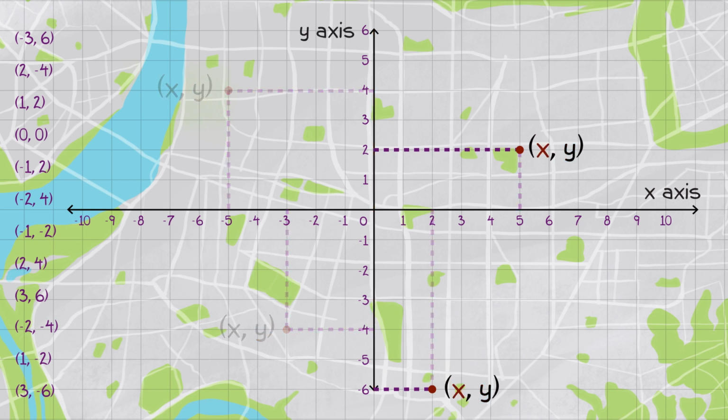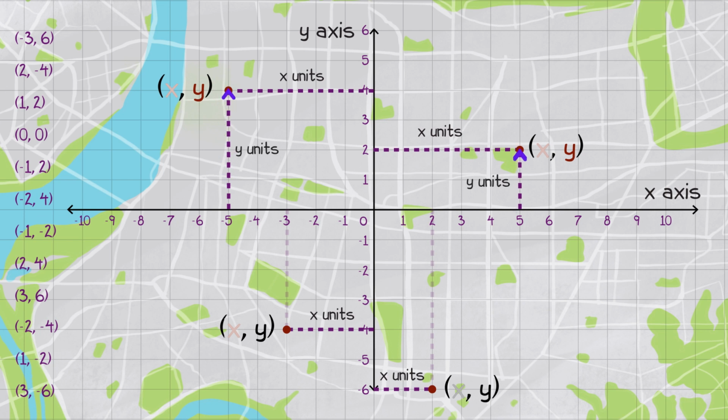If the x value is positive, the point moves x units towards the right side. If the x value is negative, the point moves x units towards the left. Similarly, if the y value is positive, the point moves y units in the upward direction. And if the y value is negative, then the point moves y units downwards.